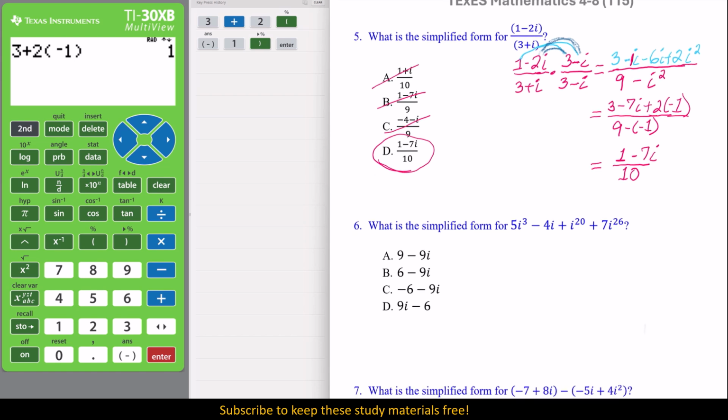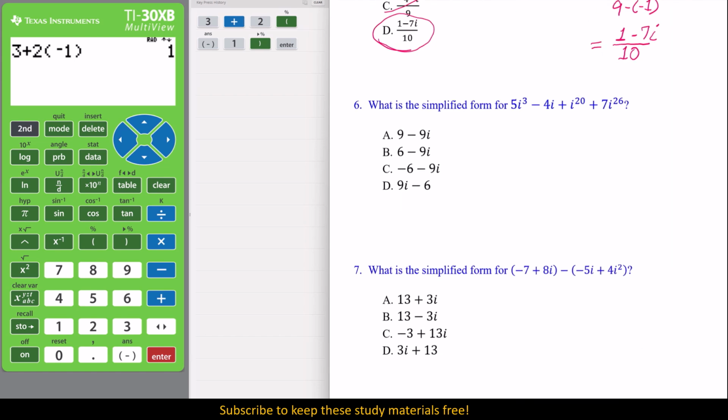Okay, let's look at number 6. All right. What is a simplified form of 5i to the third minus 4i plus i to the 20 plus 3i to the 26? Okay, here's the secret to this thing. It looks messy, but it isn't really that bad. If you kind of break down what i is, okay? So let's take a look at how I looked at it.